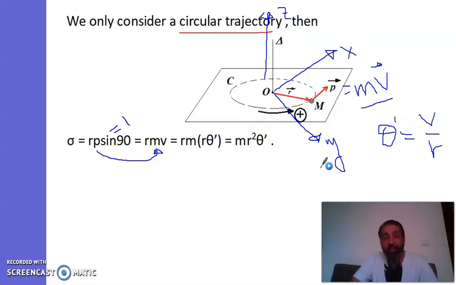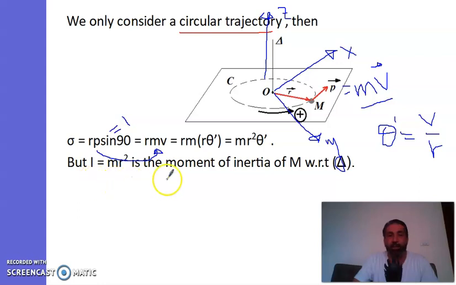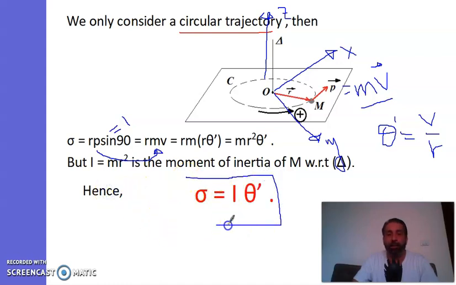We studied last year in rotational motion that mr squared represents the moment of inertia of a particle with respect to delta, right? So I equals mr squared is the moment of inertia with respect to delta. So we conclude that sigma equals I theta prime. This is for a particle. Okay? So sigma is mr squared theta prime. Mr squared for a particle is I. So sigma equals I theta prime. We can apply this rule directly.